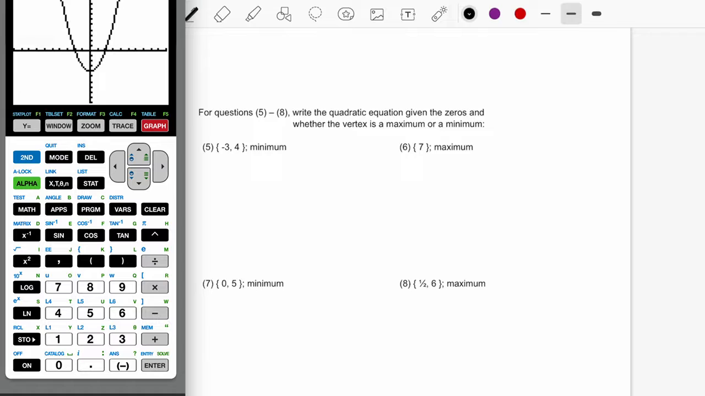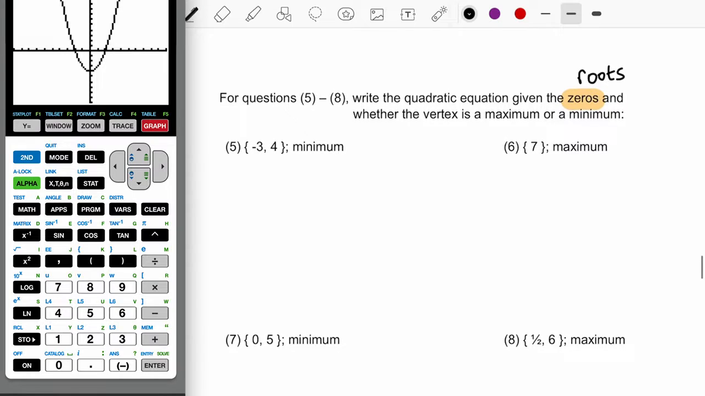The zeros, just to refresh your memories, zeros, another word for roots. There we go. All right. So it's telling us that x is equal to -3, x is equal to 4, and the vertex is a minimum, which means it's an upward facing parabola.